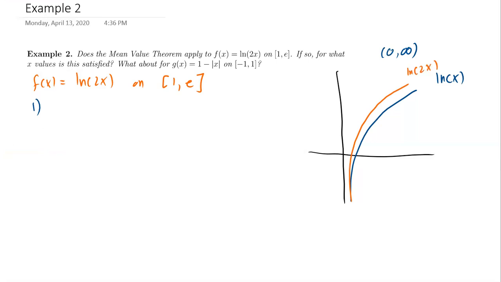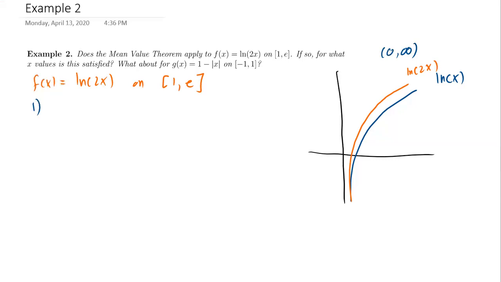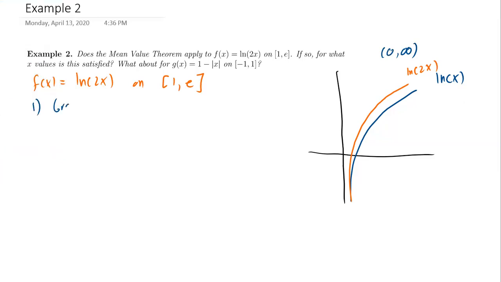So this is a graphical argument for the reason why this is continuous. If you wanted more of an algebraic argument, you can just say it is continuous because multiplying the x by 2, you can treat it as a composition. Right? So graphically, we can see that it is the case. So graphically, we can see that it is continuous.